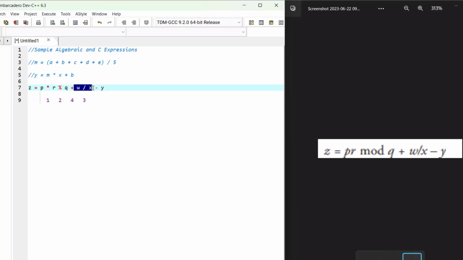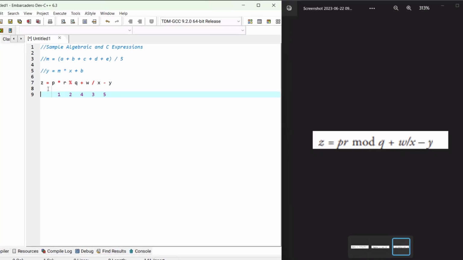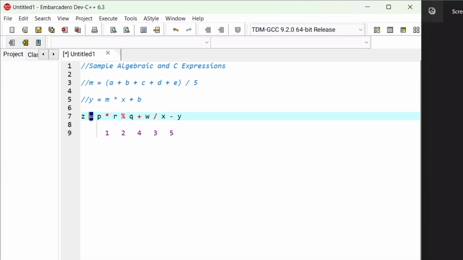And going on, this part was already evaluated. Finally, the subtraction is going to be evaluated. And once all this is evaluated, the very last operator to be evaluated is the assignment operator, and the total value of this expression is going to be assigned to Z. And that's how precedence works in C. I hope you have got a good understanding of precedence and arithmetic in C.